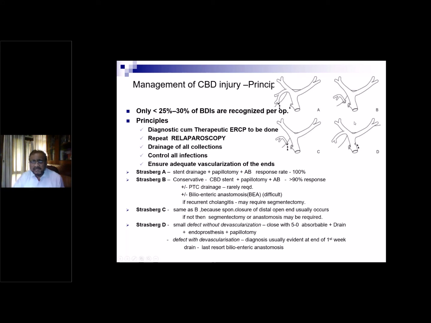Strasberg B, that is basically both ends ligated. I told you, a CBD stent with papillotomy with antibiotics, 90% response. The only thing could be that there is a back pressure effect. If you find this to be swollen, you can go ahead and do a percutaneous transhepatic drainage, and drain that particular segment. If at all there is infection, you have to drain it as it is.